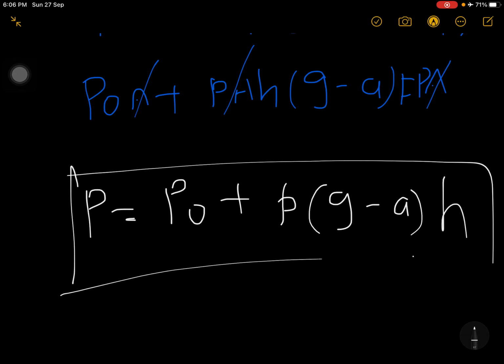This is the formula for the fluid which is accelerating downwards. Now, that's it for today's session.